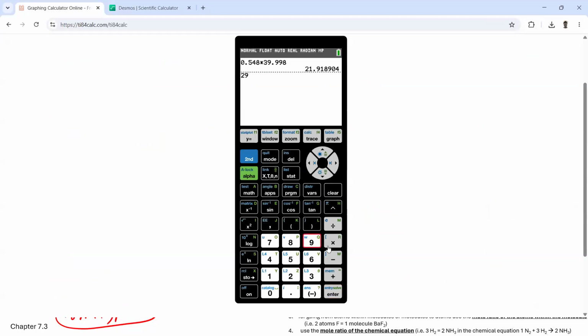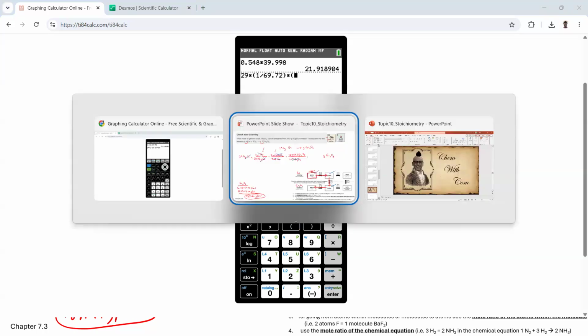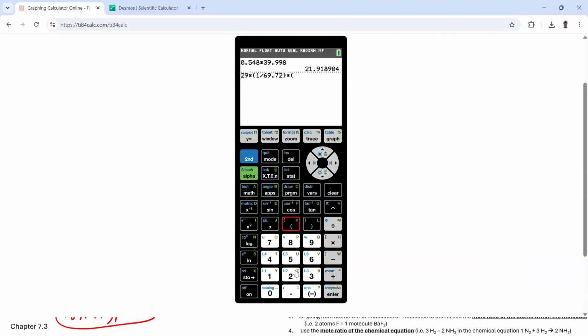And if you're not too sure about the ones, leave them in. Times 1 divided by, and I think it was, no, 69.72, close parentheses, times, open parentheses, 2 divided by 4, close parentheses, times, open parentheses, 187.44, 187.44 divided by 1, close parentheses.